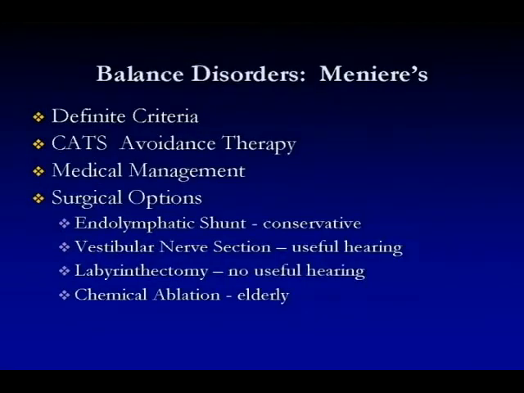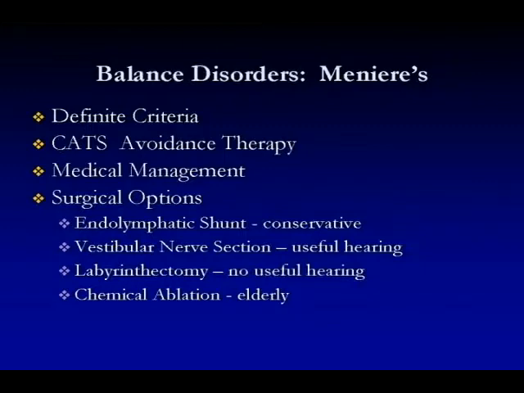But if it works for them, it works for them. Again, the definitive criteria for Meniere's is important, because you don't want to label someone with a disease. It makes it hard for them to get insurance if they ever change insurance companies. They call it a pre-existing condition.